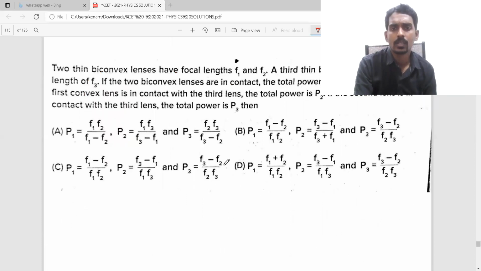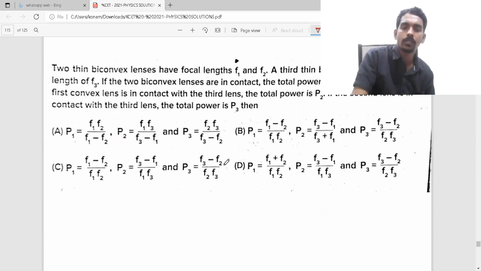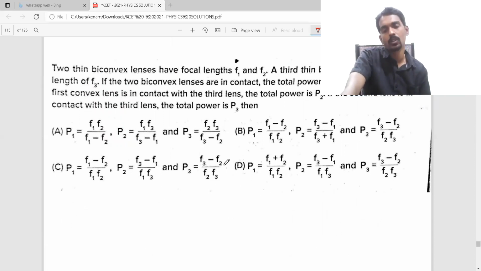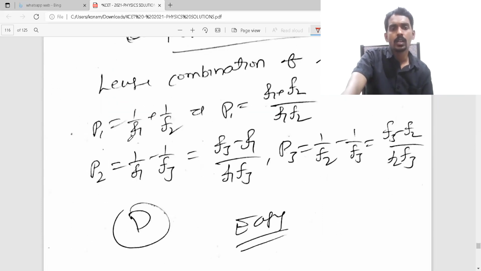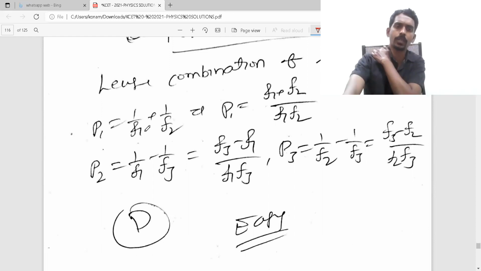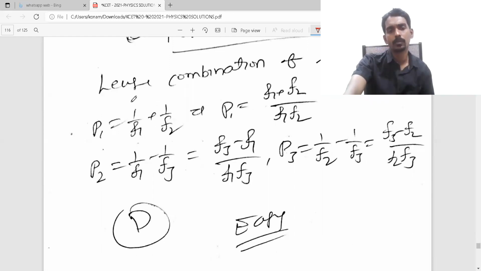Now this question is very big, the options are big, but the solution is very simple. It is based on the concept of lenses in contact, where 1 by f equal to 1 by f1 plus 1 by f2, or P equal to P1 plus P2. So when 1 and 2 are combined, P1 is the resultant power, that is 1 by f1 plus 1 by f2, because of the first power and second power. So P1 is this one.